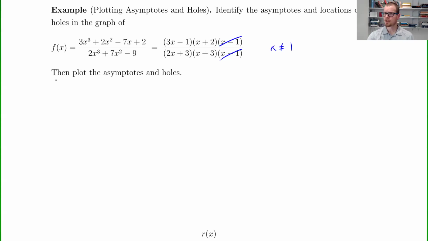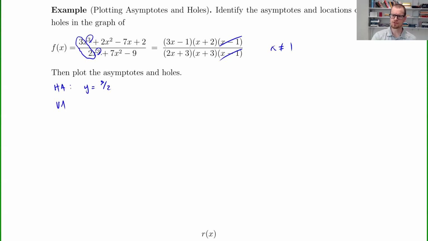For the horizontal asymptote, we look at the degree of the polynomials in the numerator and denominator. We notice they have a matching degree, so the horizontal asymptote is given by the ratio of the leading coefficients. So y equals 3/2 is our horizontal asymptote. And again, I observed that by comparing the degrees of the two polynomials.